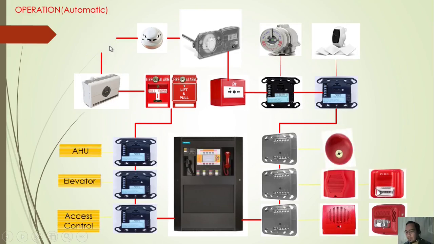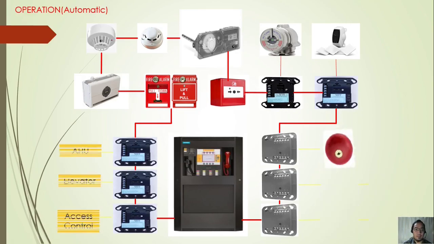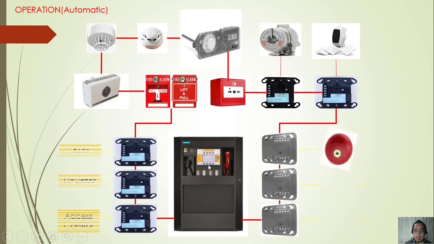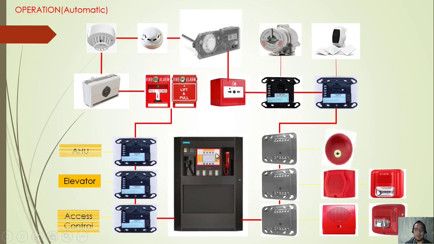Once this smoke detector triggers, you will hear the sounds coming from the horn strobe. At the same time, all the controls, such as the elevator and access control, will be activated, and you will see the information from the panel. You will see here the panel has an LCD, for the firefighters or trained personnel to see where the fire is coming from or originated.